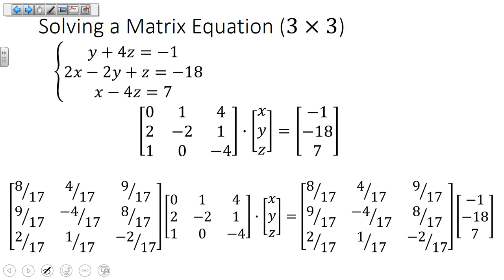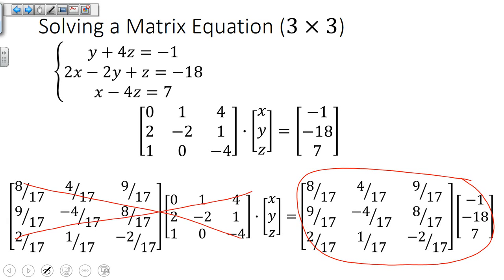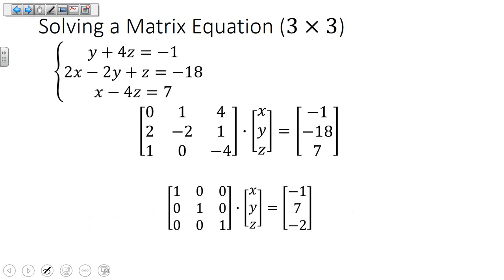Go ahead, multiply back here. Don't spend your time up front. Spend your time doing this product right here. The product in front should just create your identity. So don't spend your time up here. Once we multiply, we get the identity matrix in the front because our calculator did a good job. And at the back, we get our solutions. So this one is x equals -1, y equals 7, and z equals -2.